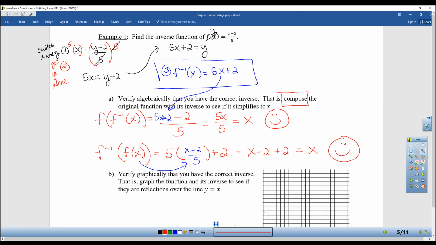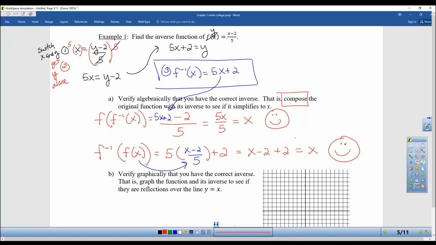So a little warning here. Sometimes I always write this on a quiz or a test, and it says verify algebraically that they're inverses by taking the composition. And what some kids do is they just do the inverse, and if it matches, then they say they did it. But I don't want you to do this. I want you to actually do the composition.